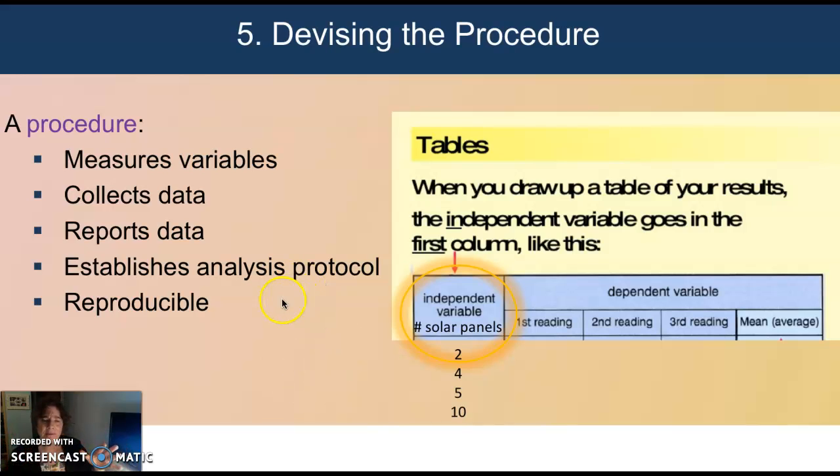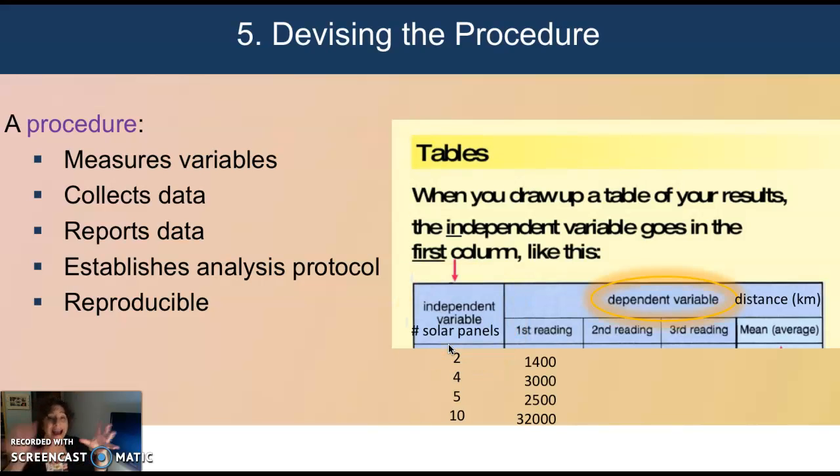And the independent variable, for instance, the number of solar panels, generally goes in the first column. So number of solar panels: 2, 4, 5, 10. It's a way to systematize your tables for the data that you're collecting. All scientists know to look for the independent variables there. Conversely, in the tables that you're collecting, you might look for the dependent variable, the distance that that probe went.